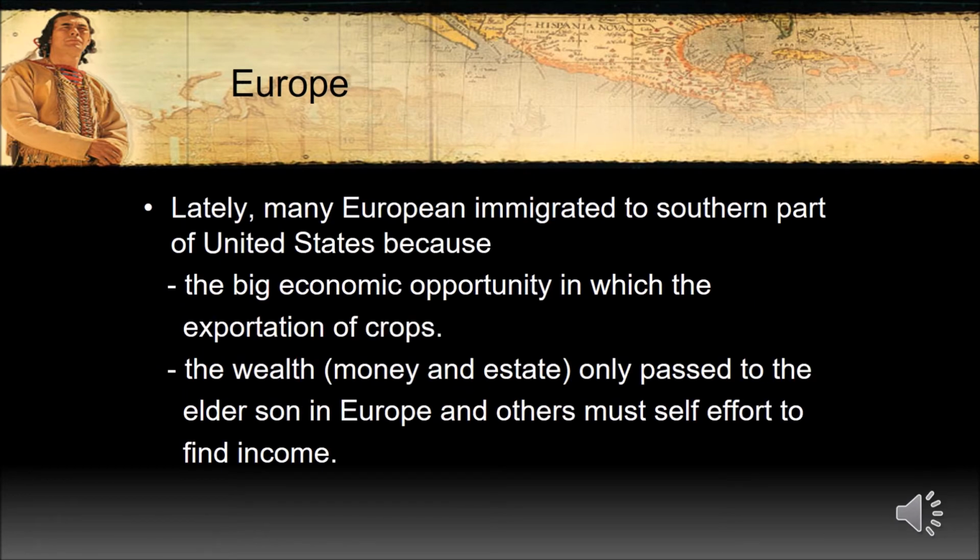Lately, many Europeans immigrated to the southern part of the United States because of the big economic opportunity in the exploitation of crops. Second, wealth was only passed to the elder son in Europe, and the other sons had to make an effort to find income. Only the elder had the right to take wealth from his father, and the other sons must find a new job. So that's why they came to the US to find a permanent job and good income.